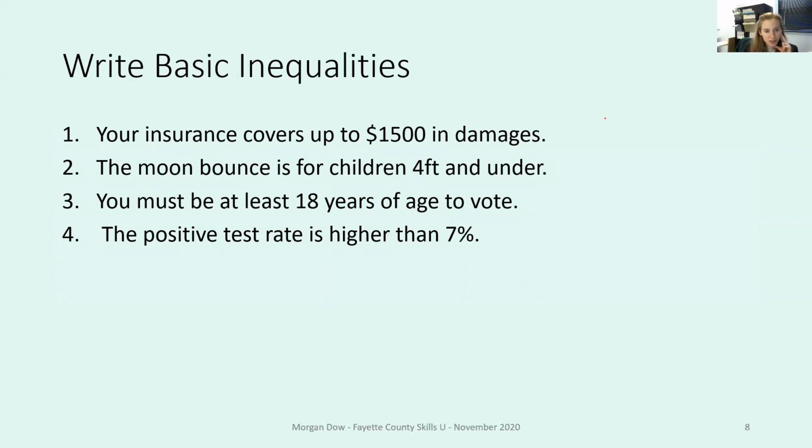All right, so let's write some more basic inequalities. Number 1, your insurance covers up to $1,500 in damages. So it could be less, right? Let's say I for your insurance. Your insurance could pay you less than $1,500. It could pay you $1,500, but it's not going to go over $1,500. So what your insurance covers is going to be less than or equal to $1,500.